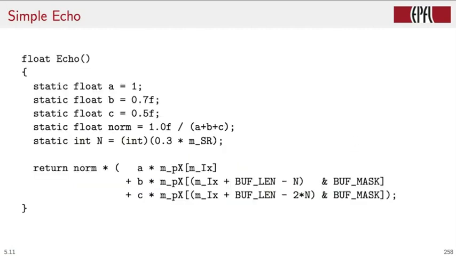To implement this in our framework, all we need is a straightforward translation of the transfer function into C code. So here we define the three coefficients that we use for the three replicas of the signal, the normalizing coefficient, and the delay between replicas, which is here expressed as a function, of course, of the sampling frequency. The output value is simply the weighted sum of three delayed replicas of the input.